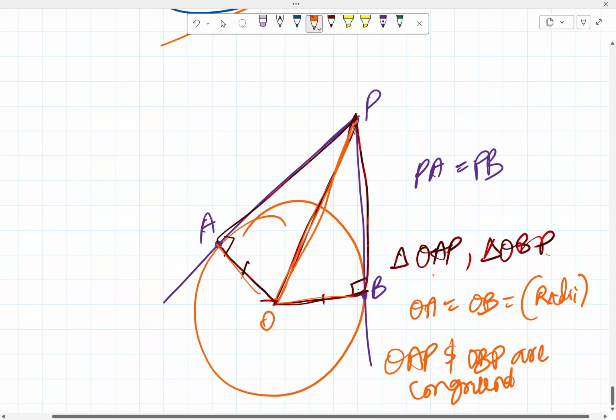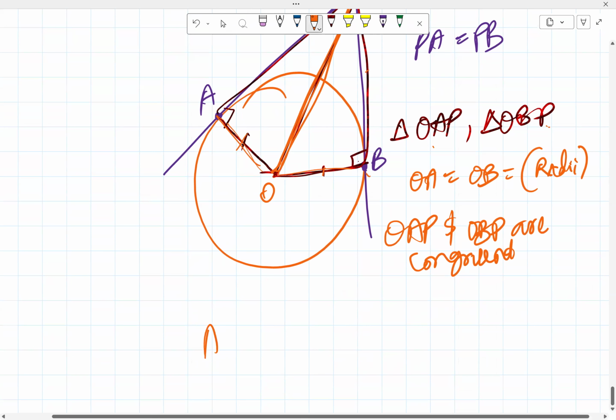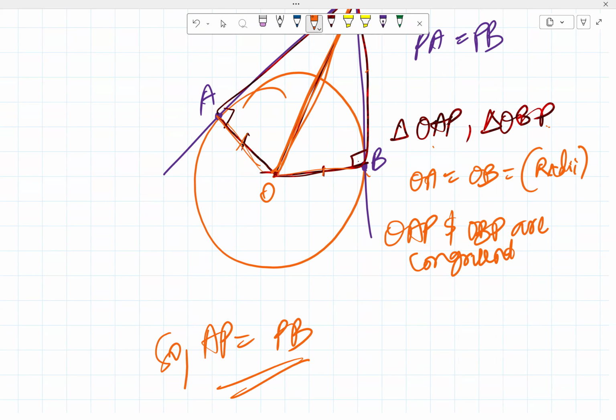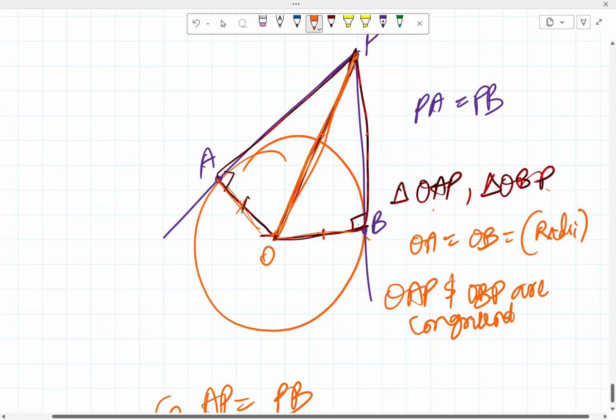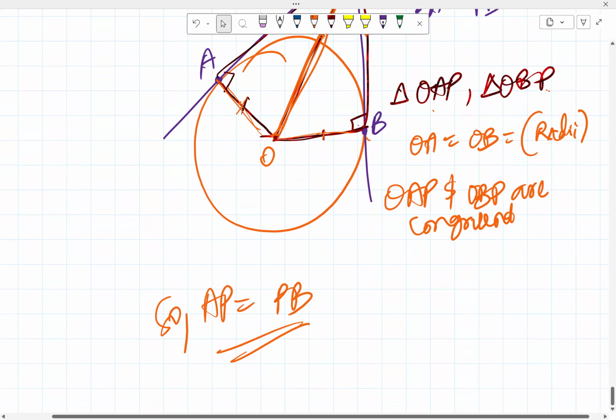But already they have the hypotenuse and the radius and this base in common. So automatically, AP will be equal to PB by congruency. The hypotenuse is equal for the two, so it only makes sense for the two other sides to be equal. And that's simply what that is about.